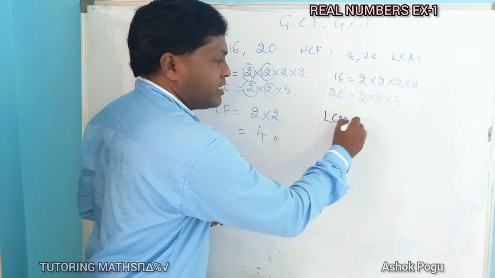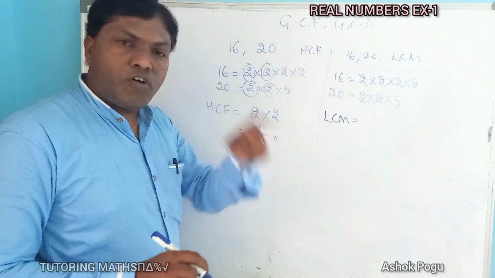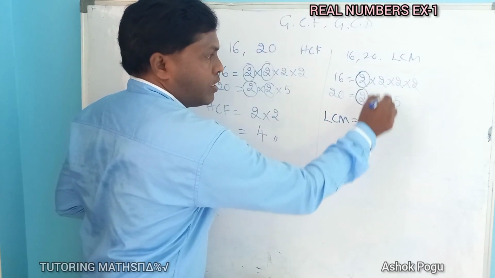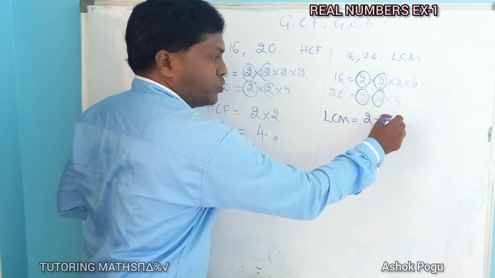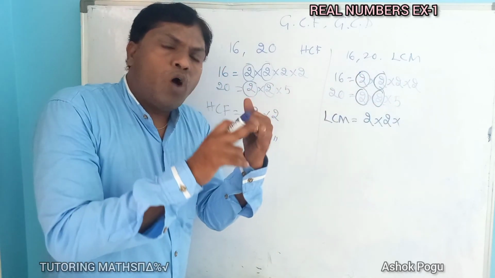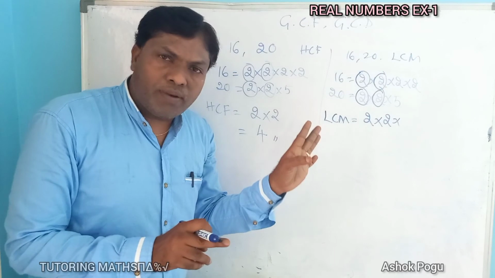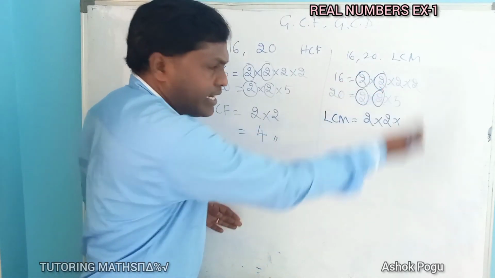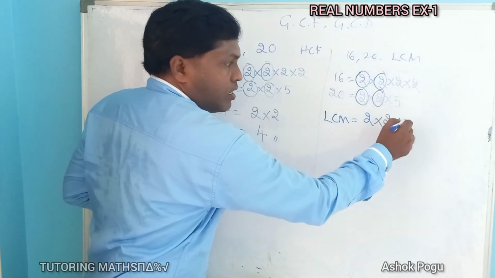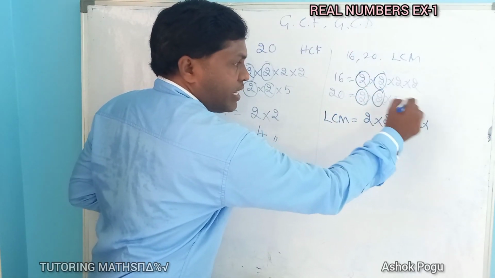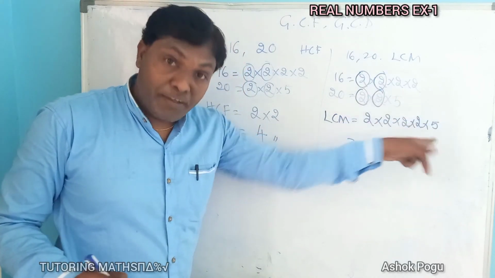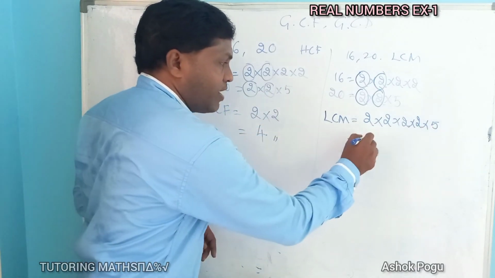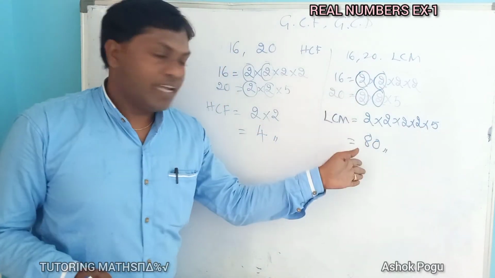LCM is nothing but, here also first of all take out the common factors. One 2 and one more 2, and the remaining numbers left in the two columns, all the numbers you take down. 2 is left, 2 is left, and down 5 is left. Now finally multiply them. 2 twos are 4, 4 twos are 8, 8 twos are 16, and 16 fives are 80. So this is the LCM.